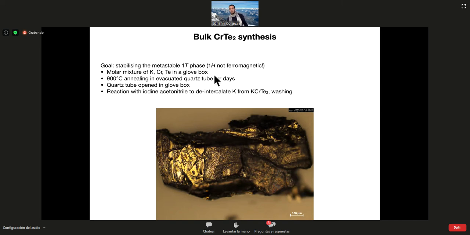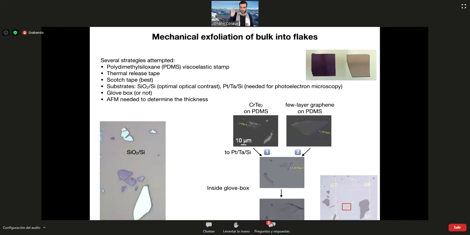So that's not an easy task to obtain the compound you want, but once you have it, it's in the form of this kind of tiny crystals, micron scale. So this one is not the biggest one we get, but you will not have centimeter scale like that. It's more a few millimeters. And then we exfoliate that. So I won't go into too much detail here.